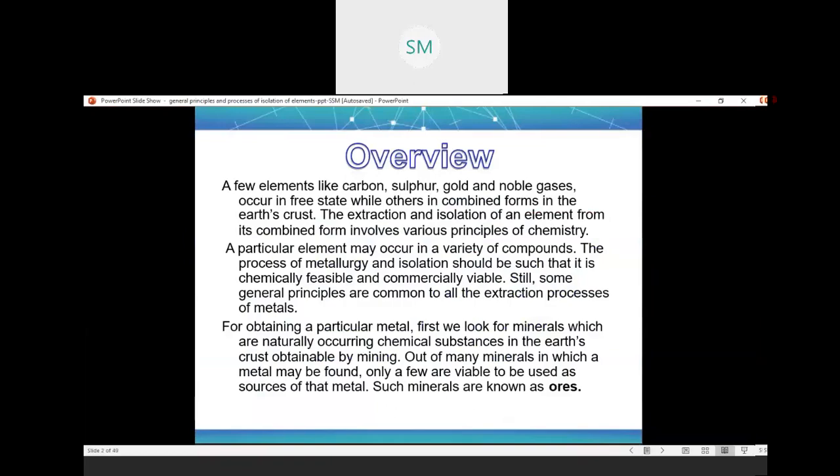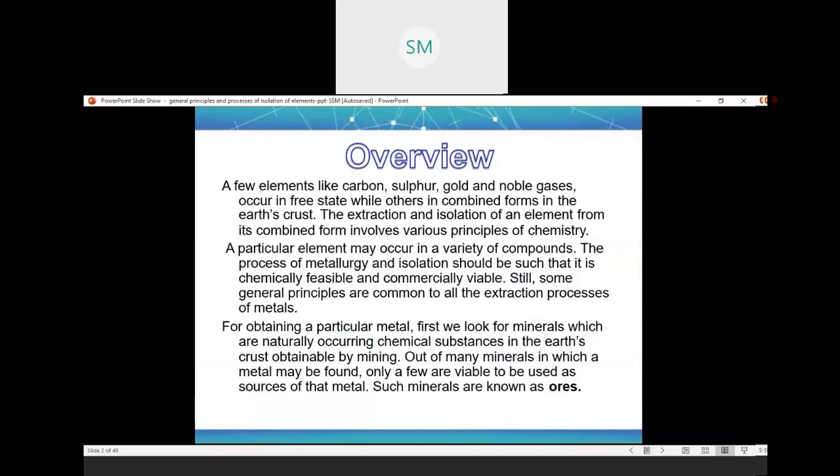A few elements like carbon, sulfur, gold, and noble gases occur in free state, while others occur in combined forms in the Earth's crust. The extraction and isolation of an element from its combined form involves various principles of chemistry. A particular element may occur in a variety of compounds. The process of metallurgy and isolation should be such that it is chemically feasible and commercially viable. Still, some general principles are common to all the extraction processes of metals.